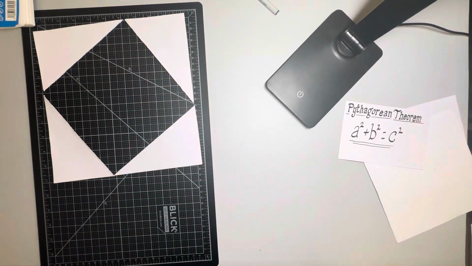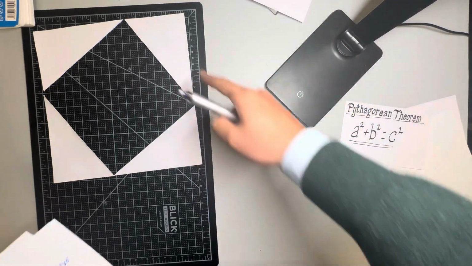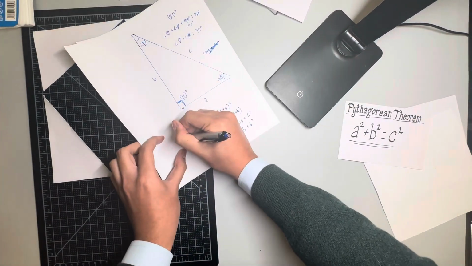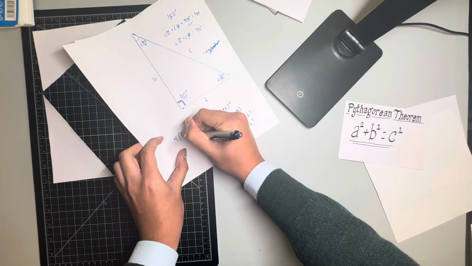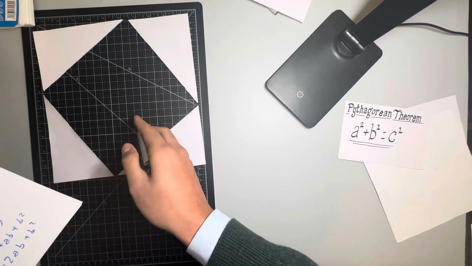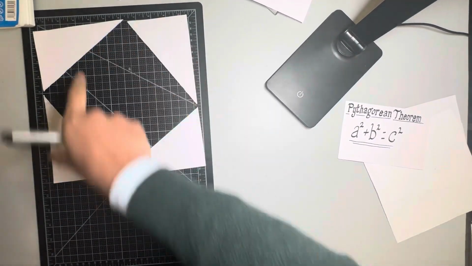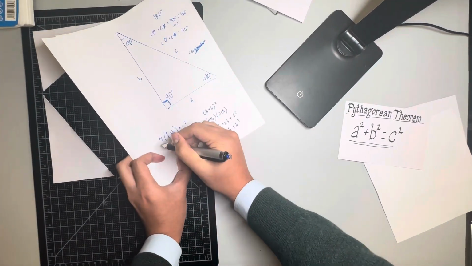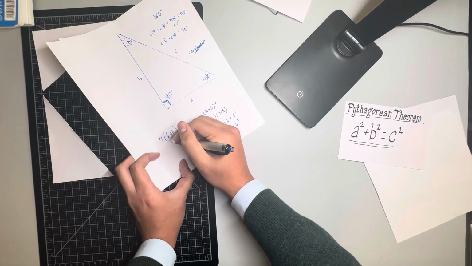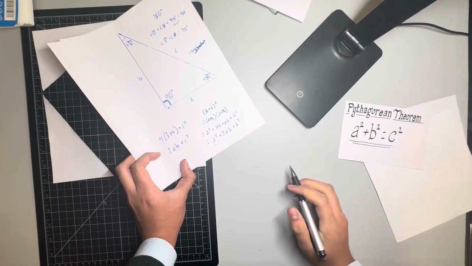So what is the area of a right triangle? It's right here. It's 1/2 times AB. Now, how many triangles are there? 1, 2, 3, 4. Now, if we take 4 times 1/2, that's 2AB, of course, plus C squared, because this is side C, and it creates a C squared right here. So that would equal 4 times 1/2, which is 2AB plus C squared, of course.